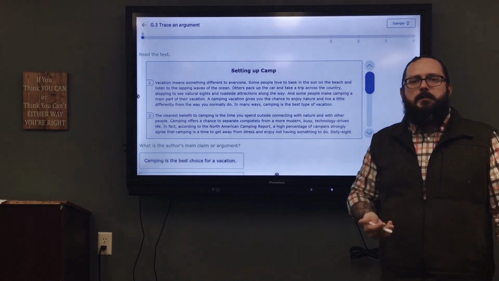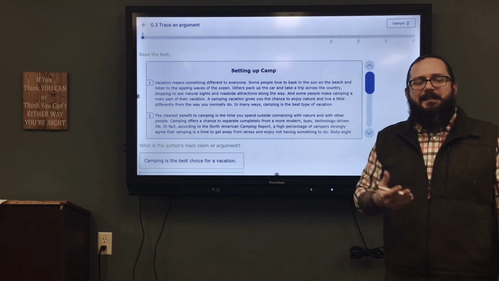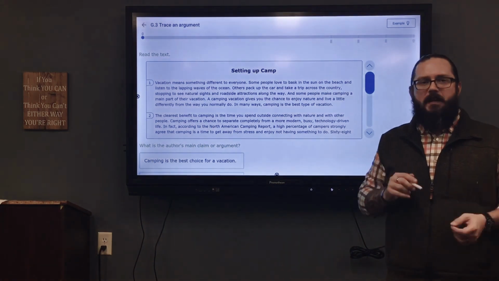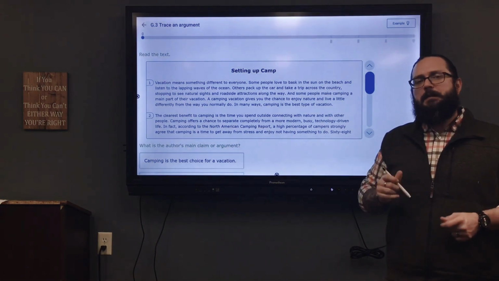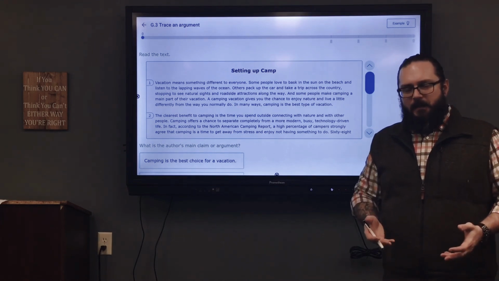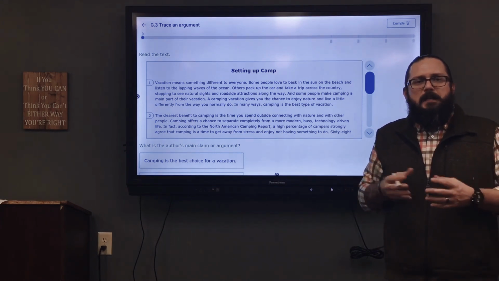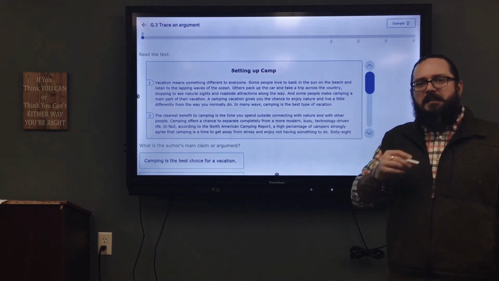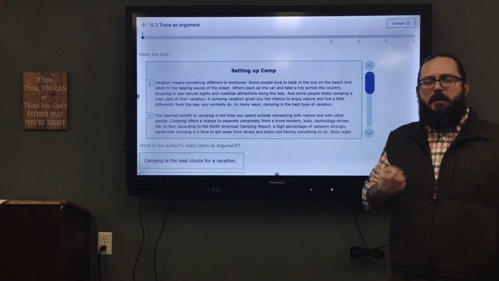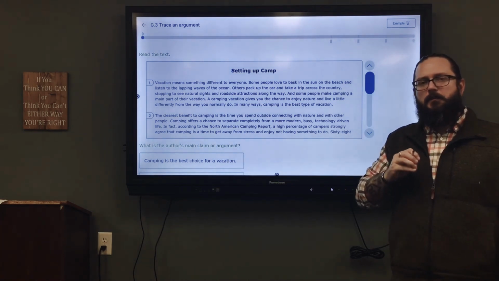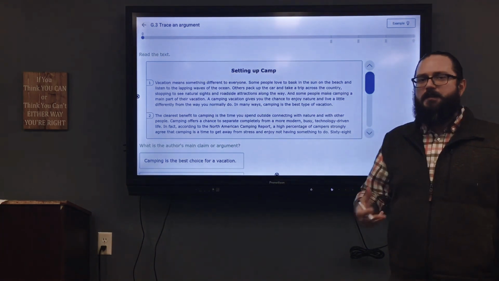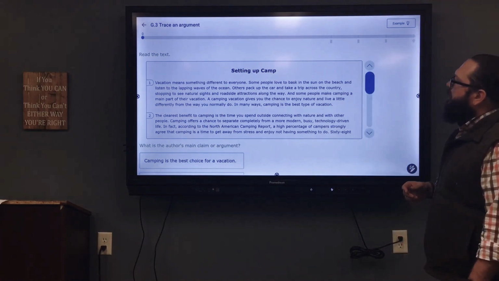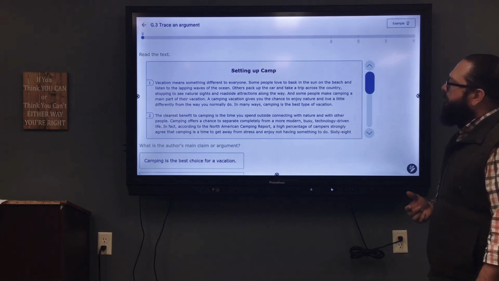In our final example, let's practice identifying details in a passage and make connections to help us trace the argument or claim that an author is making. So the argument or claim typically is the main idea or main point of the passage. And connecting these details will help us to pinpoint specifically what the author is trying to show us in the text. Let's take a look at this example titled Setting Up Camp.